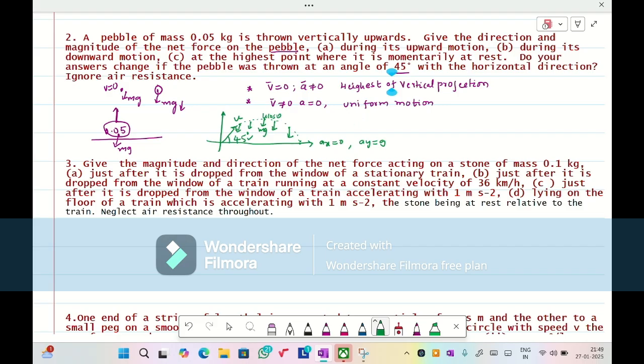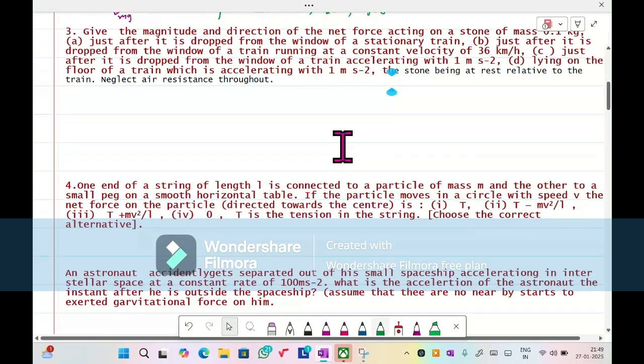So for this question, does your answer change if the pebble was thrown at an angle of 45 degrees? No. Simply. Right. Coming to the next question.